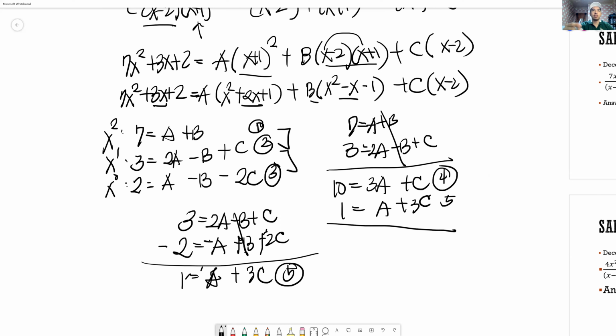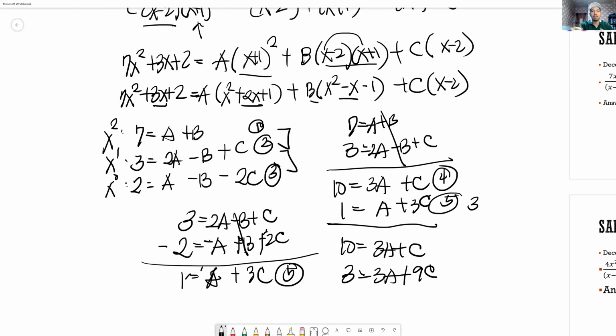So if you combine that, let's just remove a. To remove a, we need to multiply 5 by 3. Okay, and then subtract. So that we'll have your two equations: 10 equals to 3a plus c, and then we have here 3 equals to thrice a plus 9c. So this would be subtraction.